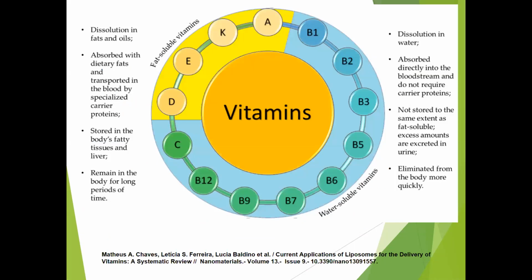For example, that is the liposome structure. And practically, we can use this form for many vitamins, for example, vitamin E. Fat-soluble vitamins dissolve in fat and oil, are absorbed with dietary fat and transported in the blood by specialized carrier proteins, are stored in the body's fatty tissues and liver, and remain in the body for a long period of time. Water-soluble vitamins dissolve in water and are absorbed directly into the bloodstream. They are not stored to the same extent as fat-soluble vitamins. Excess amounts are excreted in urine and eliminated from the body more quickly.